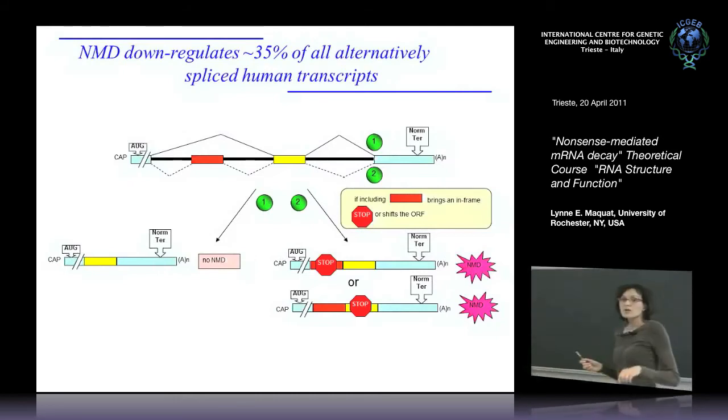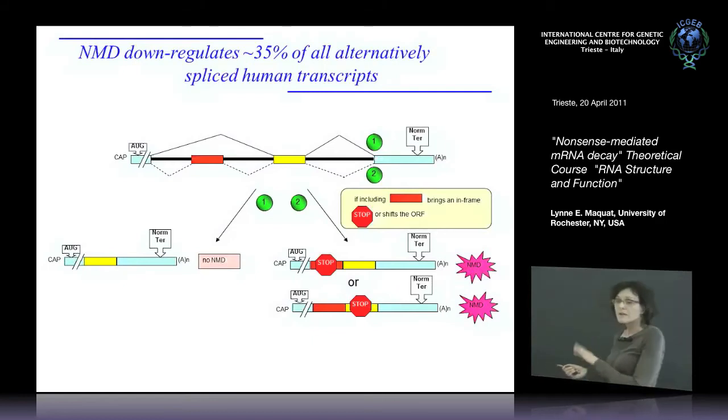We think the most often produced NMD target is alternatively spliced mRNA. NMD downregulates about 1/3 of all alternatively spliced mRNAs in humans, which is remarkable when you think that 90 to 95% of human genes encode pre-mRNAs that undergo alternative splicing.